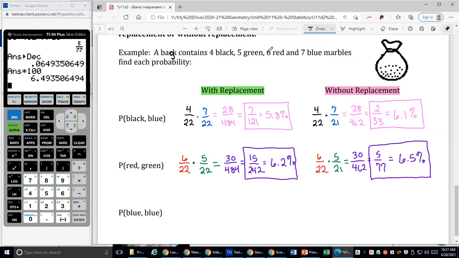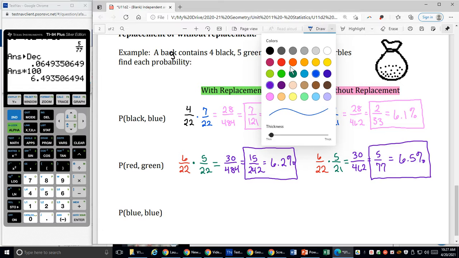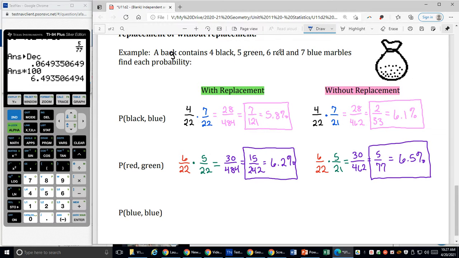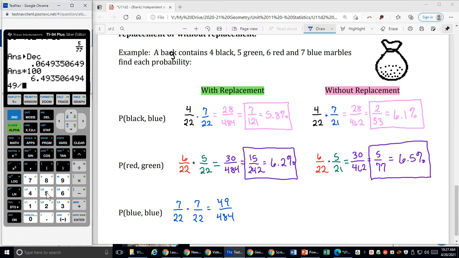Okay, and last but not least, I want to draw a blue marble and then another blue marble. Okay, so with replacement, a blue marble, there are 7 blue marbles out of 22 marbles. Then I look at it and I go, oh, okay, it's blue. I put it back in the bag. So there are still 7 blue marbles out of 22 total marbles. So I know on the top, I'm going to have 49. And on the bottom, I'm going to have 484. 49 divided by 484, math, give it to me as a simplified fraction. It's still 49 out of 484.